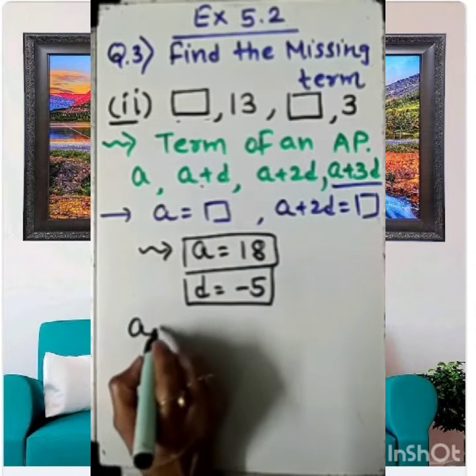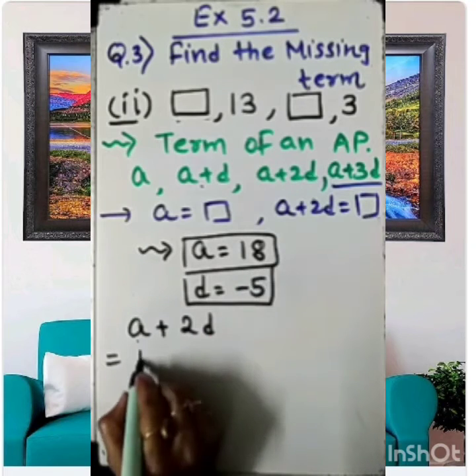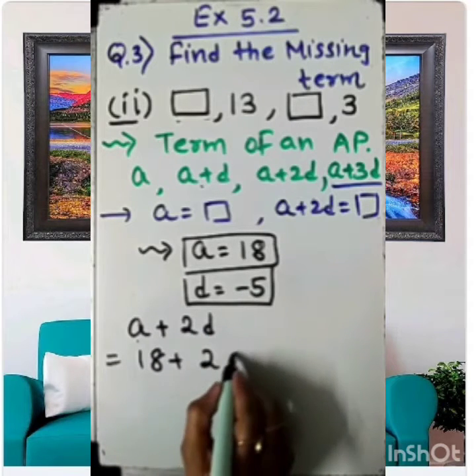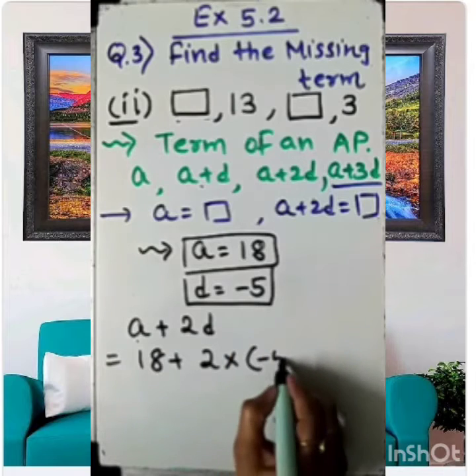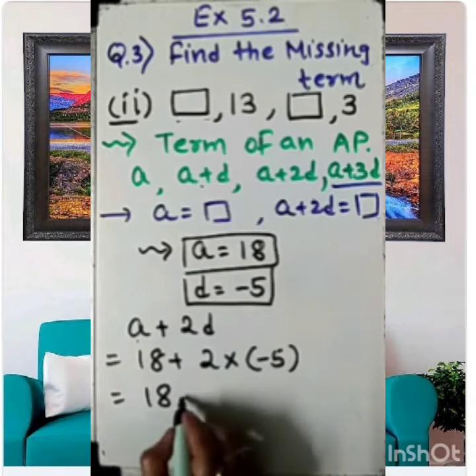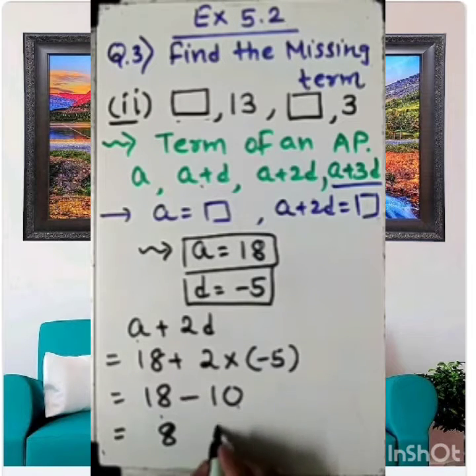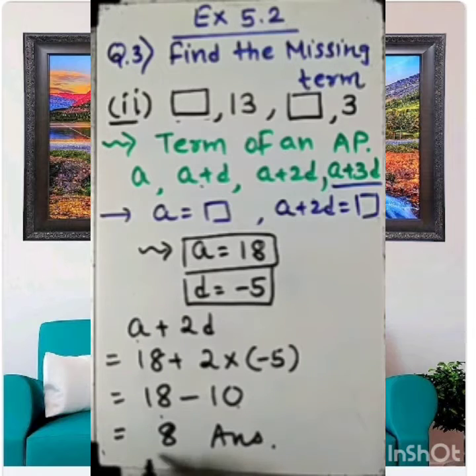Let's find A plus 2D. In that, in place of A, I need to write 18, and in place of D, I need to write minus 10. So dear student, 5 twos are 10, so it will be minus 10. 18 minus 10 is 8. So the answer, the third term which we are asked to find, its value is coming 8.